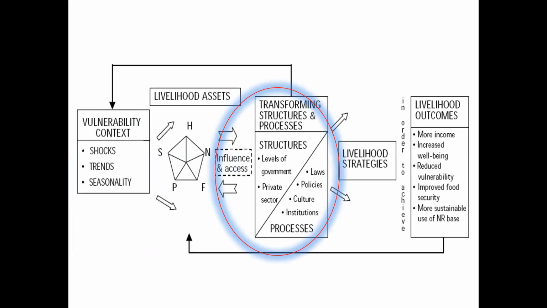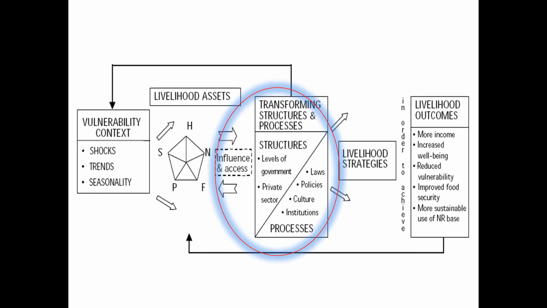In the middle, you find an intriguing box called Transforming Structures and Processes. Though the terms are, in my view, a bit misleading and inaccurate, it is an interesting box because it defines in more detail the structure I identified in my second lecture. These transforming structures and processes determine the access to capitals people use to implement their livelihood strategies.